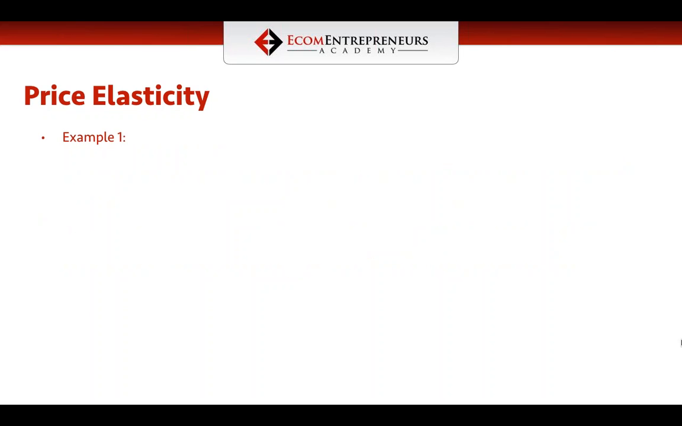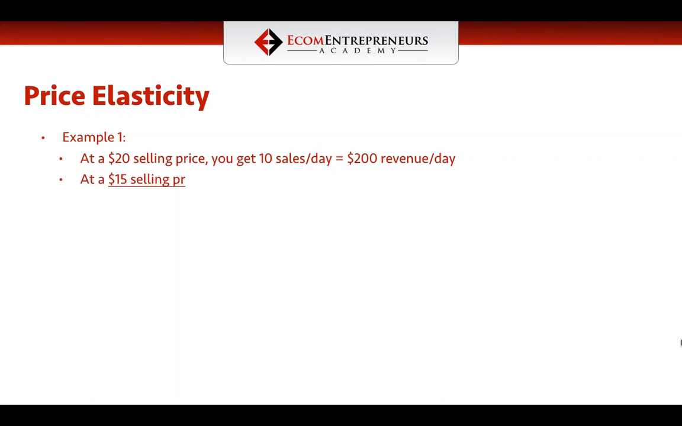So let's go with example number one. I'm going to show you some examples to kind of get this point across of price elasticity. Let's say at a $20 selling price, you get 10 sales a day. So at that price point and at that sales velocity, you're basically making $200 revenue a day. Let's say at a $15 selling price. So let's say you decrease your price from 20 to 15, and the change in sales is double.